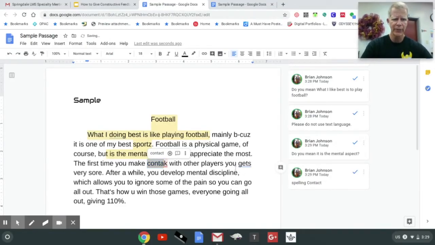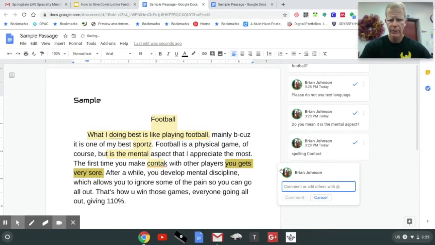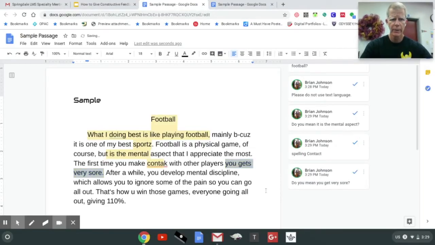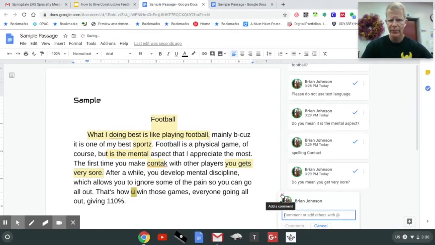With other players, you get very sore. So I think this is a case where they have the wrong verb there. So I might say, do you mean you get very sore? After a while, you develop mental discipline, which allows you to ignore some of the pain so you can go all out. That's how you win those games. Looks like he's got another piece of text language in here. I want to remind him about that. Please don't use text language.